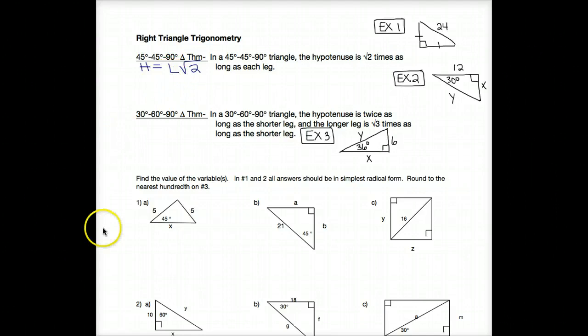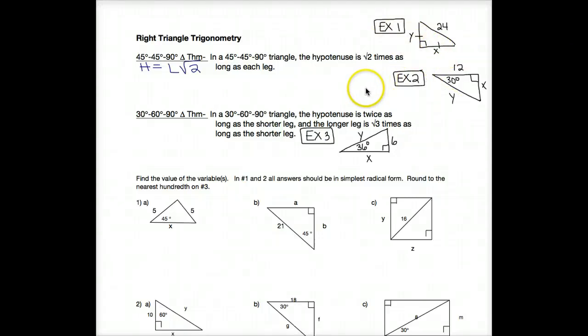So we're going to look at an example, and if you look down at your worksheet, you'll see everything in number 1 is a 45, 45, 90 triangle. This one's a square, but remember the diagonal of a square forms two 45, 45, 90s. So here, and I forgot to label my legs here. There we go. So on this example, we want to find both x and y.